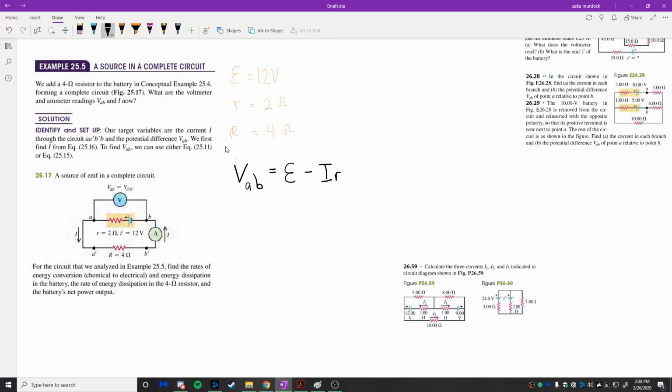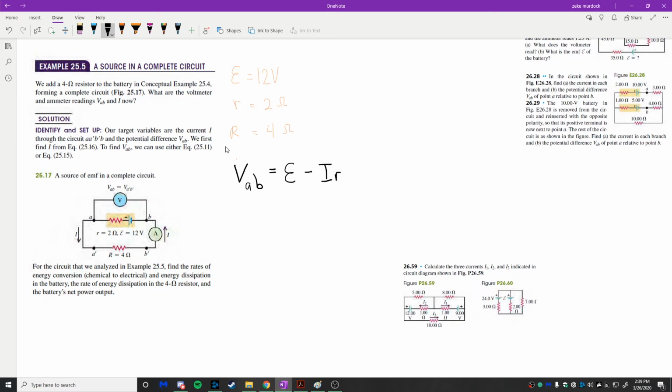This voltmeter is going to read out a smaller value of voltage. This thing reads less voltage than 12 volts, and it's going to be smaller by that amount. But it's also going to be reading the potential difference between these 2 points, and they have to be the same, actually, because you can measure the same thing in 2 different ways.